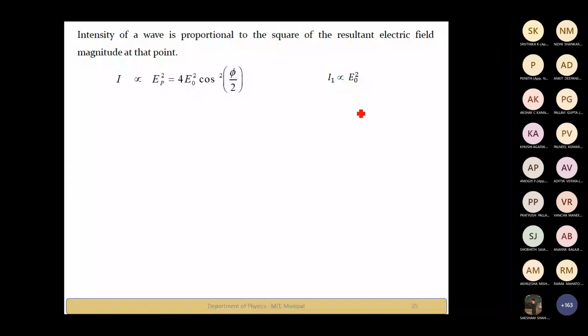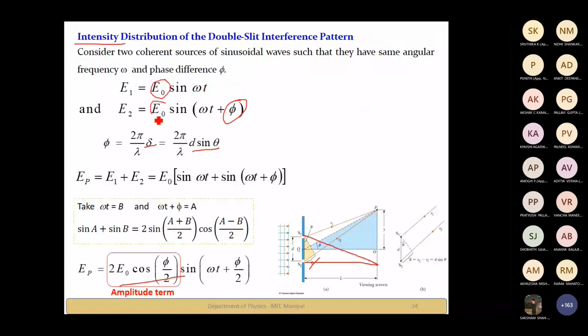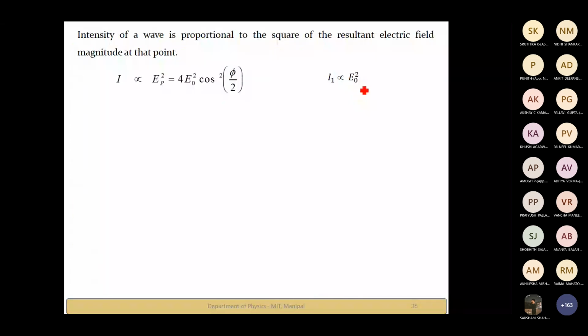In this case, please note, we have taken both the waves as having the same amplitude. Okay, as mentioned in the initial classes, for a good interference pattern the waves should have the same frequency, they should have a constant phase difference, and preferably the same amplitude is good to have a neat interference pattern on the screen. So here the amplitudes are chosen equal, and if E naught is the amplitude coming from slit 1, then I1 will be the intensity, that is, the square of E naught.